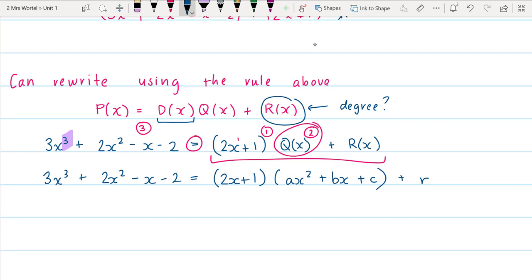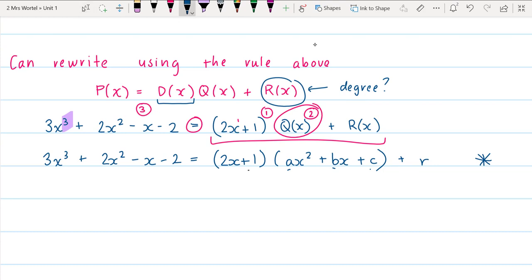Okay, now we're at the point where this line of working looks exactly the same as what we did in our last lesson. We can now use equating coefficients to solve for what these letters are and therefore work out what our answer to our division is. In order to do that, I'm going to need to expand these brackets out though. So I'm going to use the distributive law. Everything in one set of brackets has to be multiplied by everything in the other set of brackets. So my 2x has to be multiplied by everything in the other set of brackets. And my plus 1 has to be multiplied by everything in this set of brackets as well.